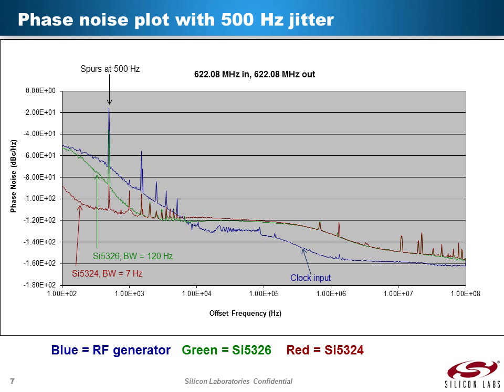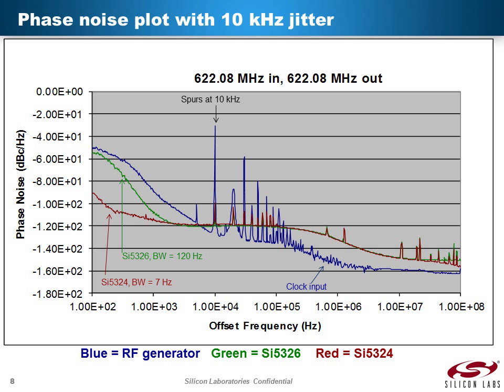Notice that the prominent spur at 500 Hz is only somewhat attenuated by the SI 5326 with its loop bandwidth of 120 Hz, but is significantly attenuated by the SI 5324 with its loop bandwidth at 7 Hz. The increase in jitter attenuation at low offset frequencies is due to the lower loop bandwidth. This plot shows the same configuration, but with RF input signal jitter at 10 kHz. The jitter attenuation due to the SI 5324 and the SI 5326 is roughly the same because 10 kHz is much larger than both of the loop filter bandwidth values.